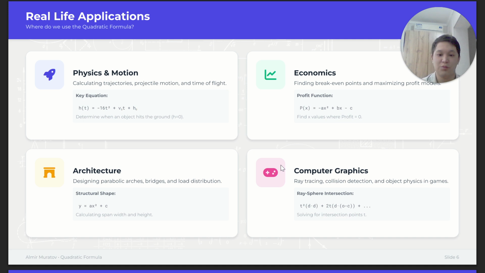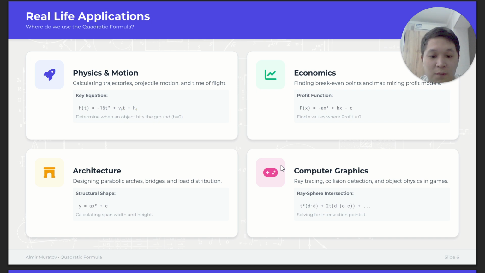It can be used in physics and motion. We use it for calculating trajectories, projectile motion, and time of flight. For example, we determine when an object hits the ground using the key equation h(t) = -16t² + v₀t + h₀, where the height h is equal to 0.